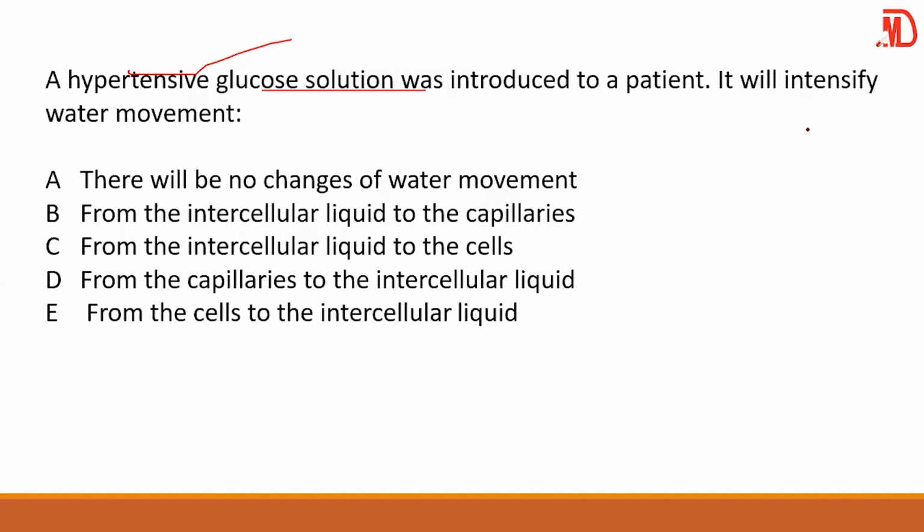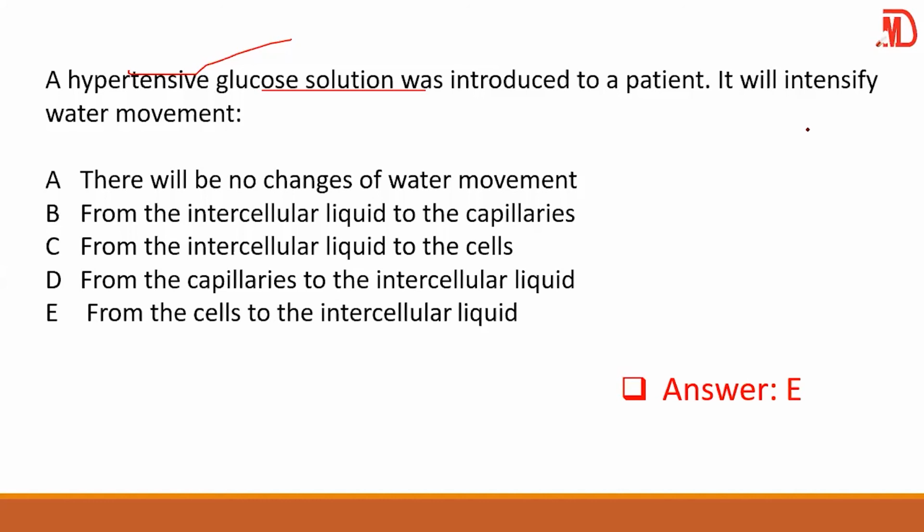However, glucose can pass through the capillaries into the interstitium or intercellular space, but it does not readily enter the cells. Therefore, it will increase the oncotic pressure in the interstitium and will cause water to move from the cells into the interstitium, the intercellular space. So that's what this was talking about. Here we are looking at E, movement from the cells to the intercellular liquid.